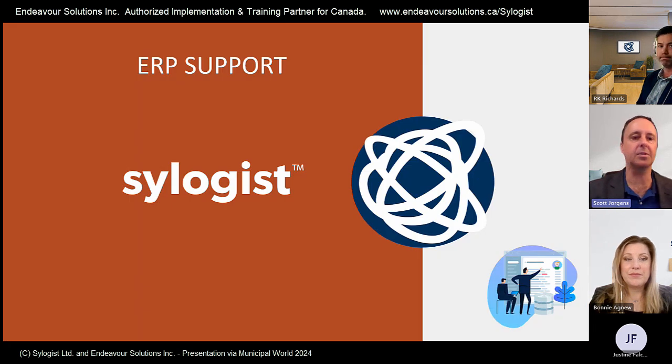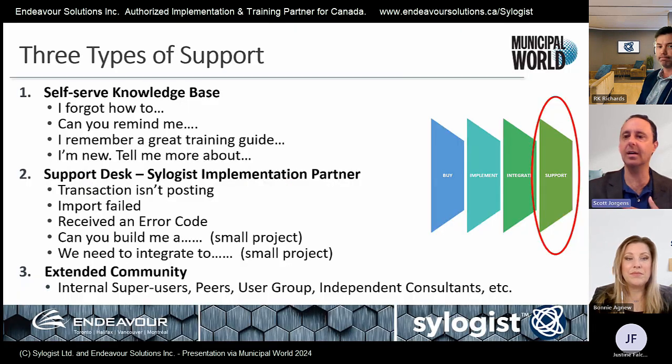So ERP support. Obviously, Endeavour's a little bit biased. We are an ERP support partner and implementation for Sylogist and ongoing support. There's three types of support. How can you and your team support yourselves? How can you rely on others for support? So the self-service, there's knowledge bases. The types of questions are really more of a refresher.